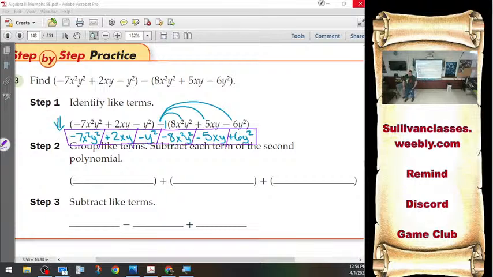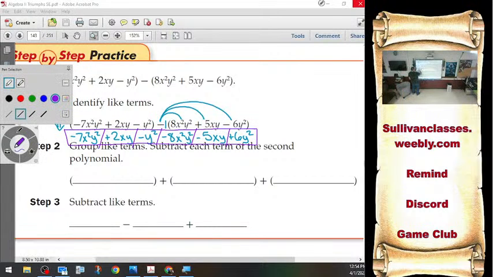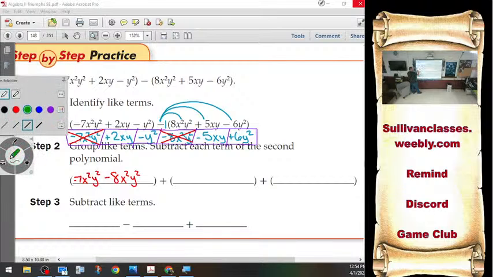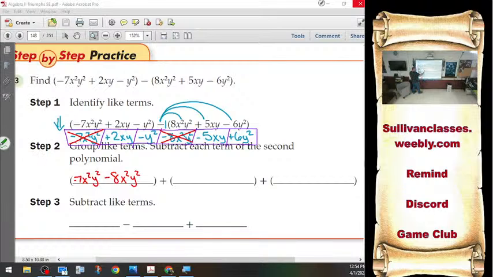And you say, which of them go together? The first one and the fourth one. Okay, step by step, I see negative 7 x squared y squared. Are there any other x squared y squareds? So, over here, negative 8 x squared y squared. I ask, are there any other x, y's?